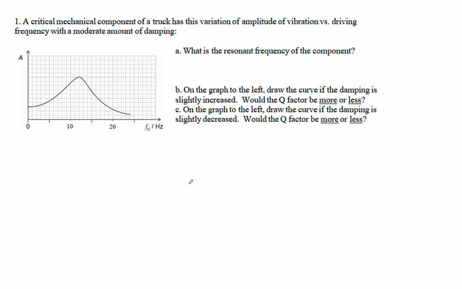A critical mechanical component of a truck has this variation. It's probably the mirror or something like that, right? It has this variation of amplitude of vibration versus driving frequency with a moderate amount of damping, meaning, of course, we can damp it more or less, right? What is the resonant frequency of the component? Well, if it's really pretty light damping, that peak is pretty much it, right?